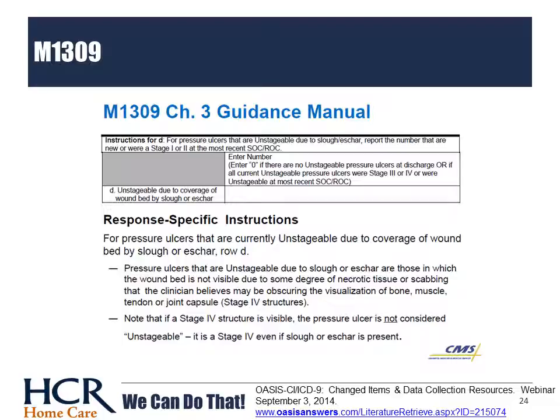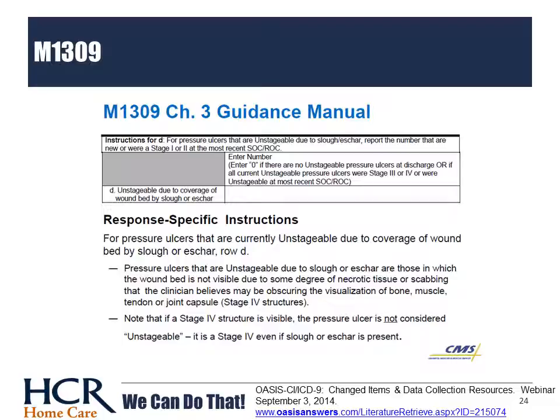So again, we're trying to capture whether that unstageable pressure ulcer that you're assessing that's covered in slough or eschar has worsened since the most recent start of care or resumption of care. If that unstageable pressure ulcer that's covered in slough or eschar was not present at the most recent start of care or resumption of care, it has in fact worsened and you would report it here.